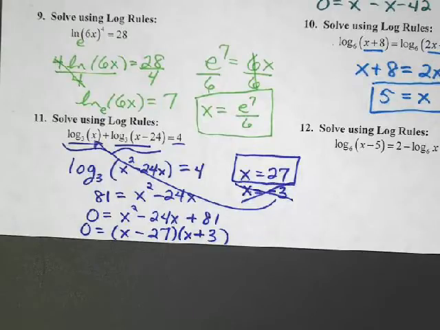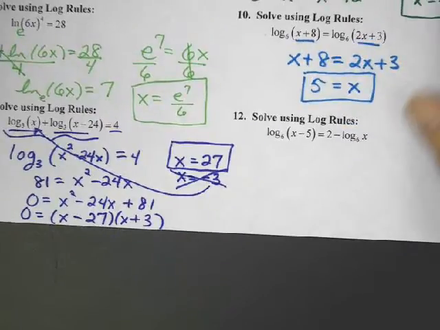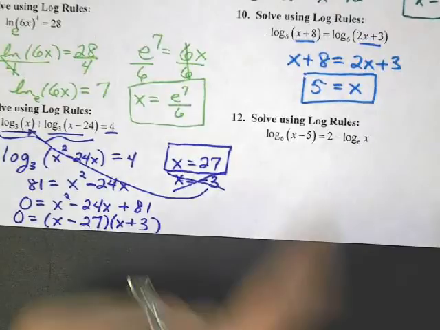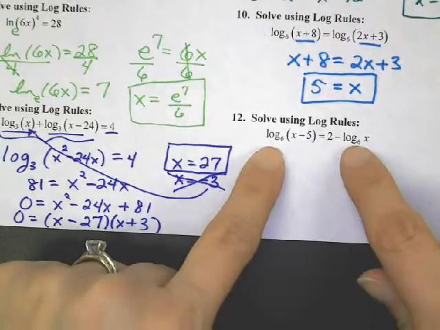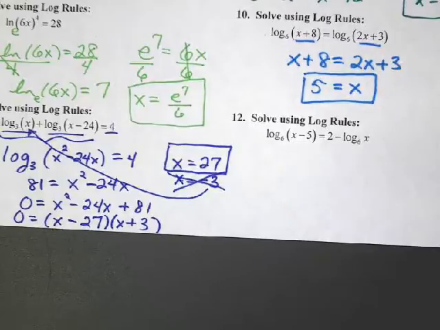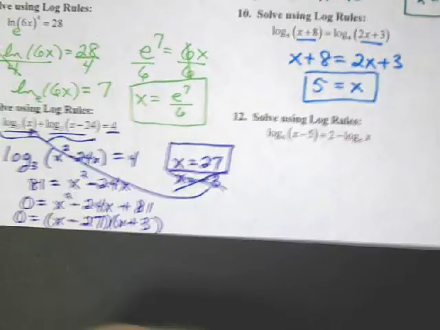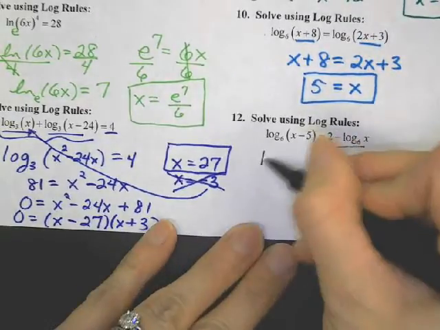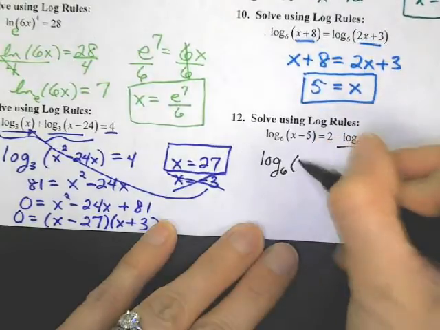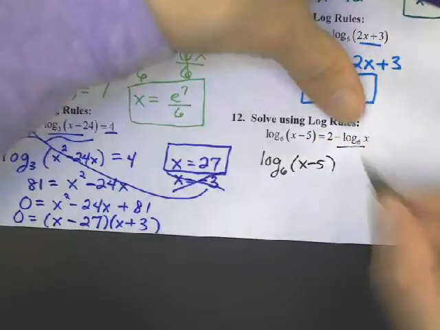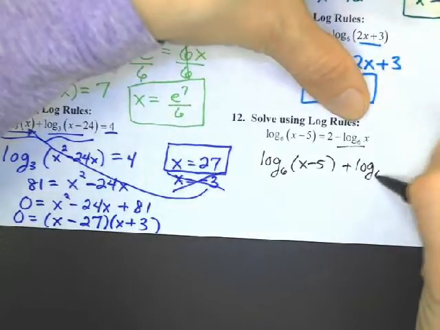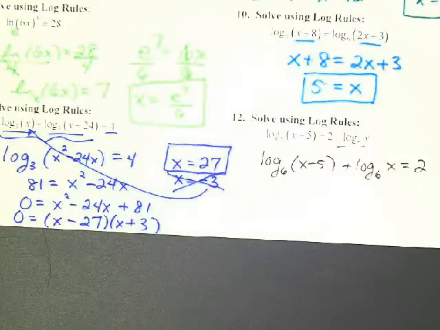Okay. And the last one here says solve using log rules. So I noticed that there are 3 things again. And what are we going to have to do? I can't set the arguments equal because of the 3 things. I think I want to get all the logs onto one side. I'm going to put all the logs, let's put this log on the other side, log base 6 of x minus 5 plus log base 6 of x equals 2.